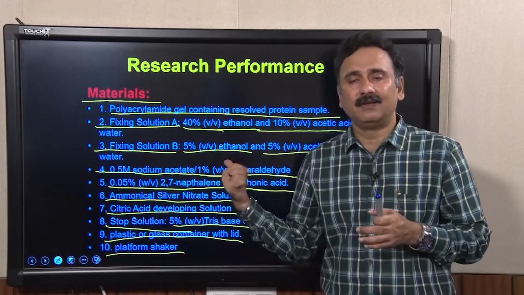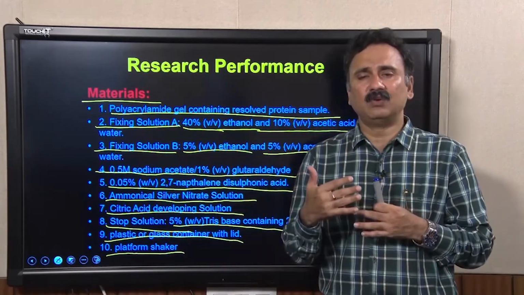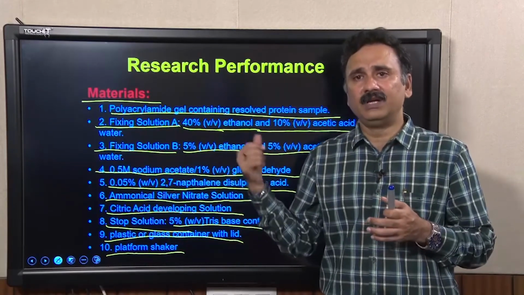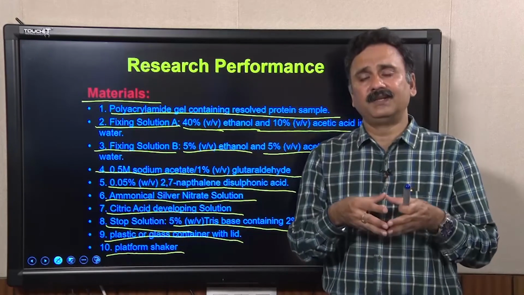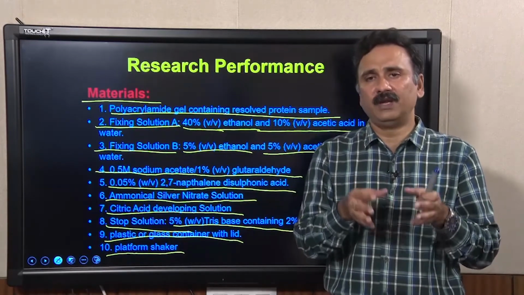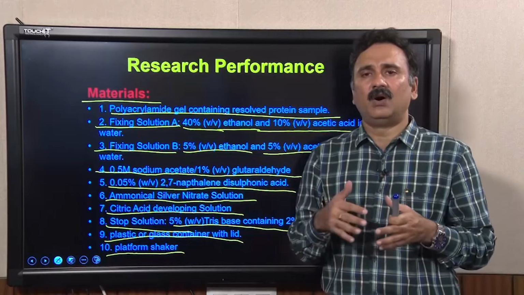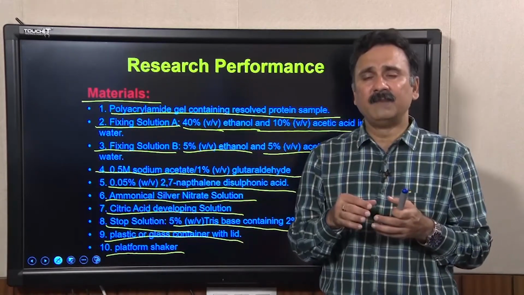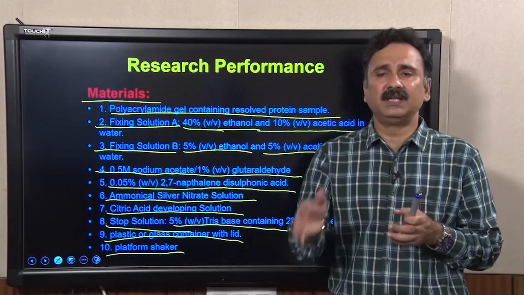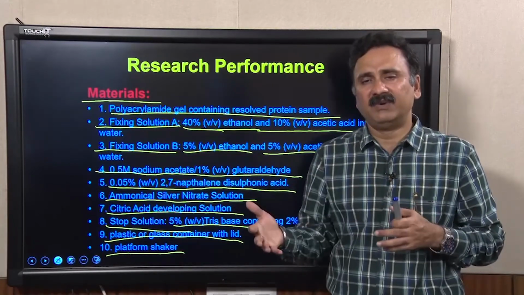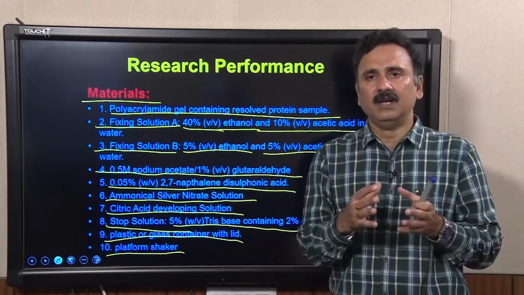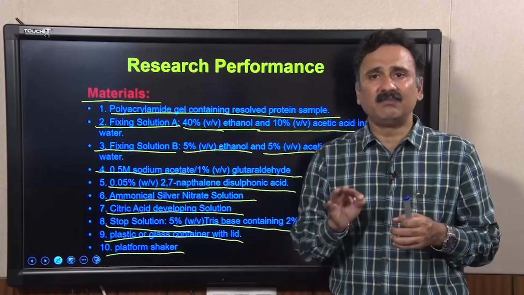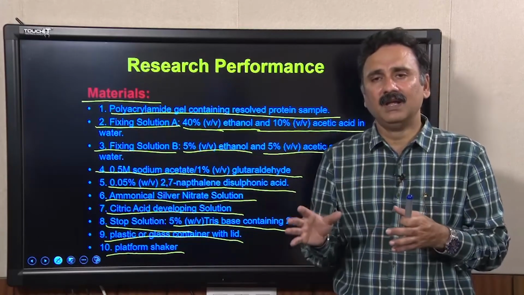Before we discuss the protocol of silver staining, you should remember that you are going to deal with silver solutions, and silver is a very toxic solution. So when you perform silver staining, you always have to wear gloves, and you also have to keep changing the gloves. For example, if you remove the gloves, you should not wear the same gloves back, because when you are touching the glass and the gels, the silver comes onto your gloves.